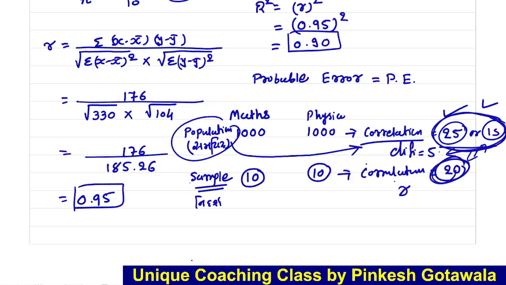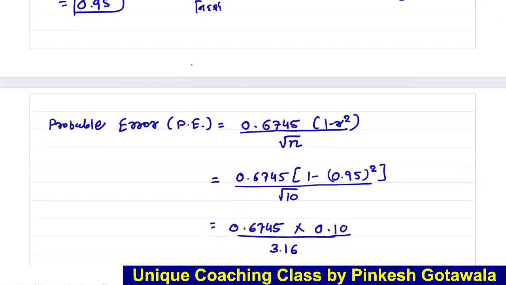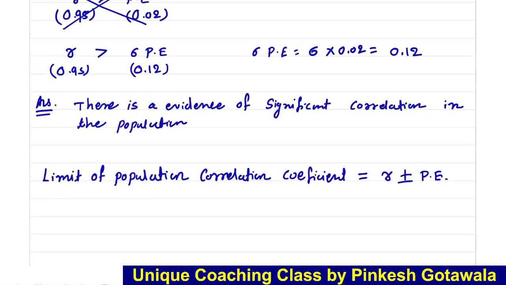We have to add and subtract this difference. Difference means this P. What did we do? We added P and subtracted P. To 20 we added and subtracted P, and got a range. So that's how the formula is completed: R plus minus P. If we add and subtract P to the sample correlation R, we get the range for the population, called the limit of the population correlation coefficient.